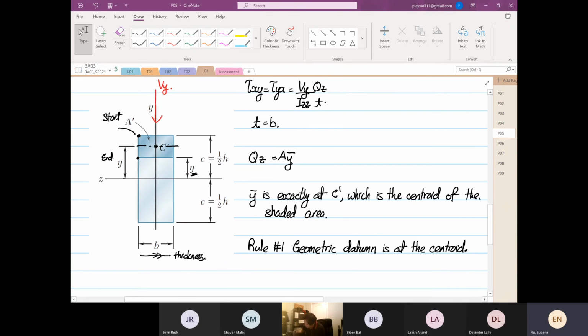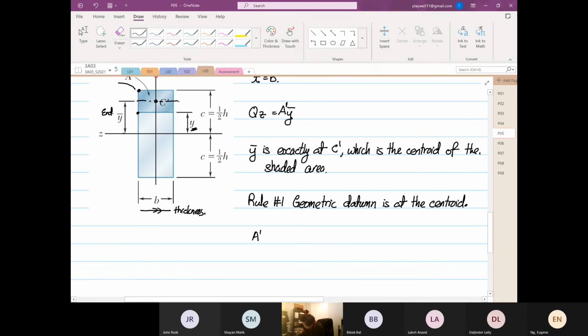Pardon me, can you put this as A prime? Now we want to find the area A prime. A prime is equal to b multiplied by c minus y. So b is equal to c minus y. What I like to do is usually this is my width, and this is my depth. In this analysis, this distance parallel to the ZZ axis is my width. Perpendicular to the ZZ axis, this is my what? Depth. Same as second moment of area, like how I taught you guys.